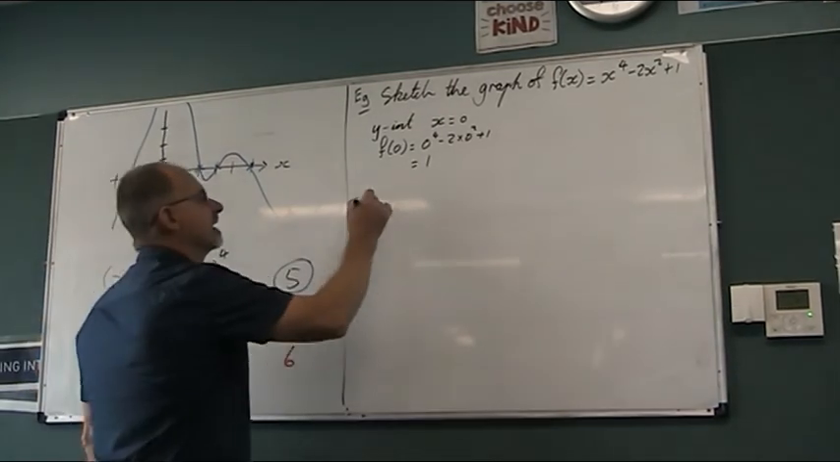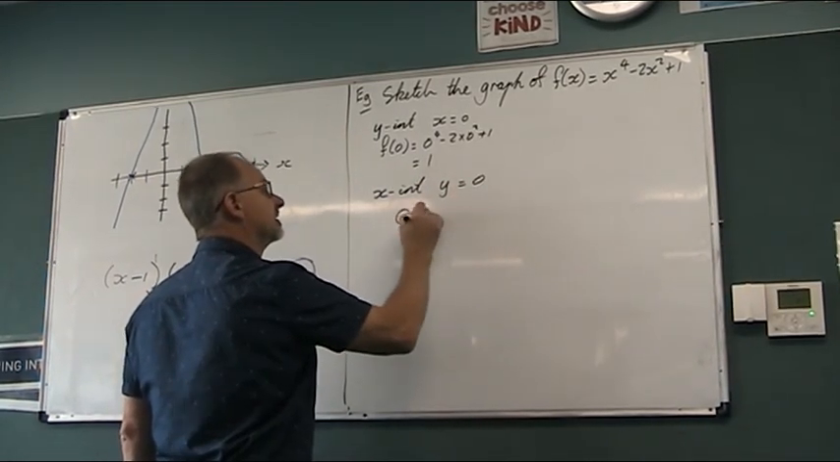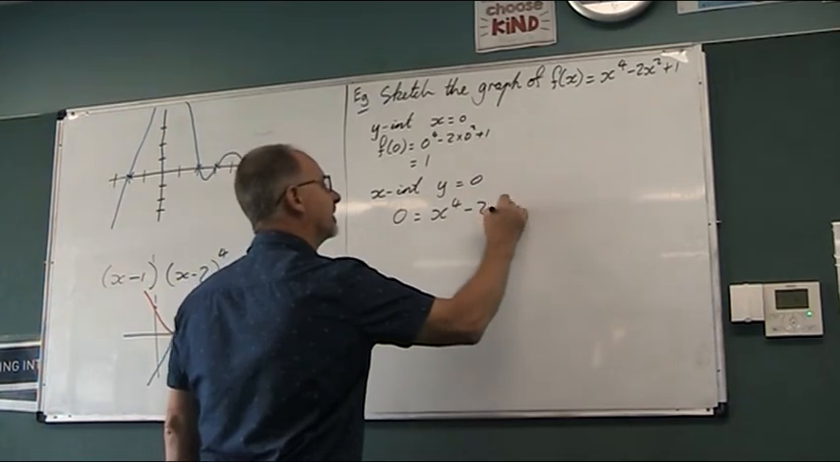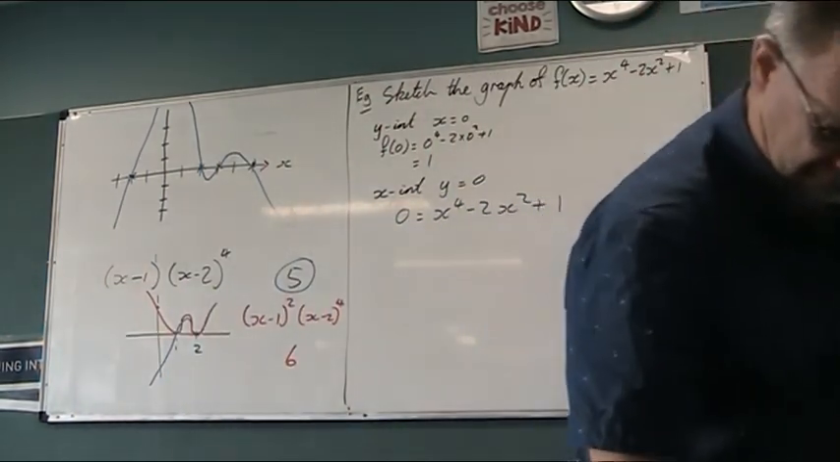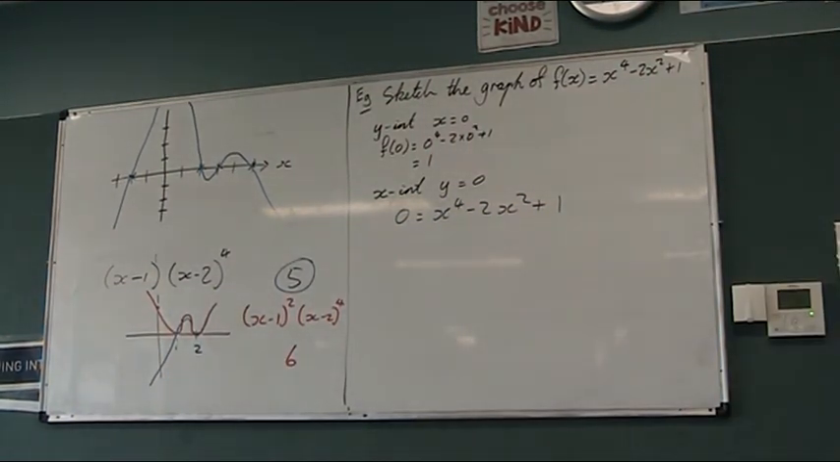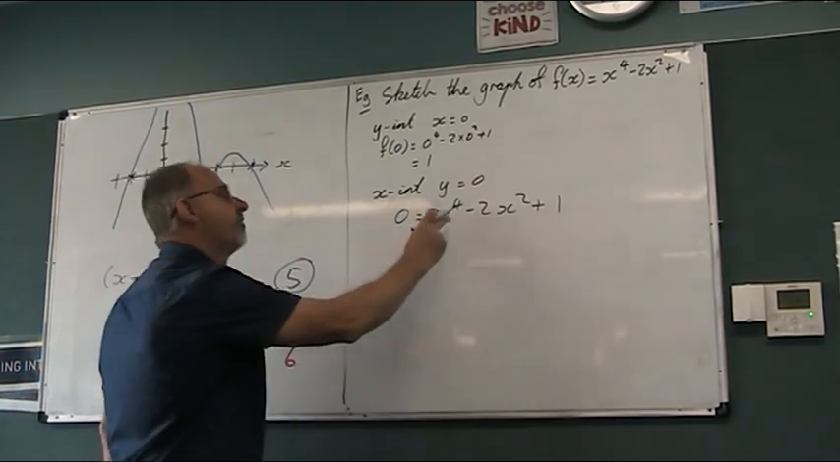Alright, x-intercepts, what do we need to do? Y equals 0, so we've got 0 equals x to the 4 minus 2x squared plus 1. Now there is a technique that we can use here to help us. We've got 3 terms there, so it looks a little bit like a quadratic trinomial, but it's a power of 4.